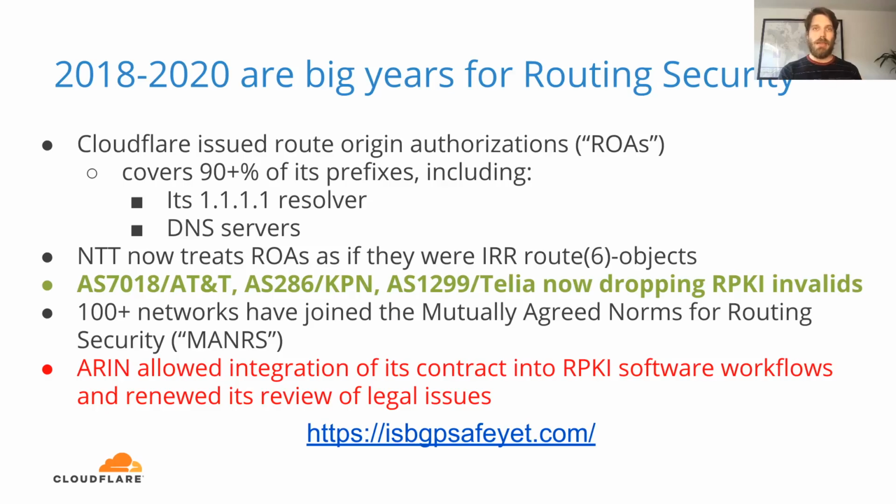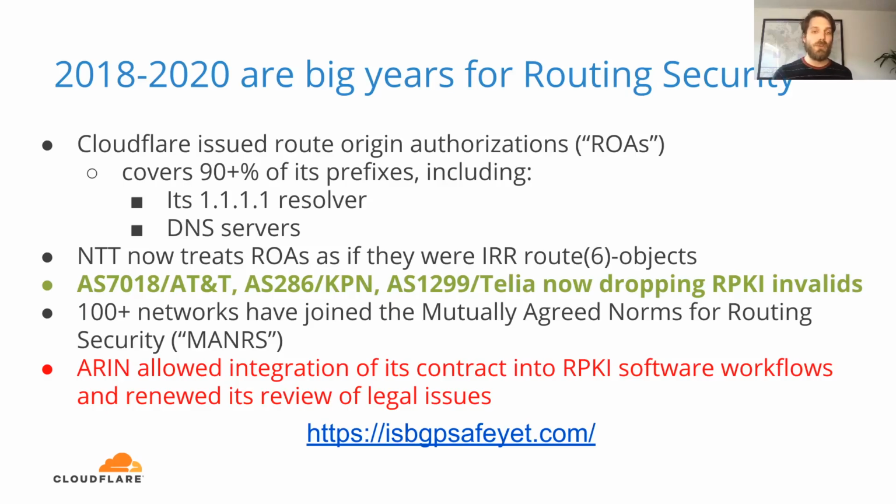But again, I think it's important to say that the past 2 years and the next coming years will be big for routing security. For example, for Cloudflare, we signed most of our prefixes, over 90%, which include our DNS resolvers, as well as our 1.1.1.1 resolver. If you then look at tier 1 providers, NTT is now treating ROAs as IRR route objects and is dropping invalids. They're joined by AT&T, KPN, Telia, GTT, and many other networks.